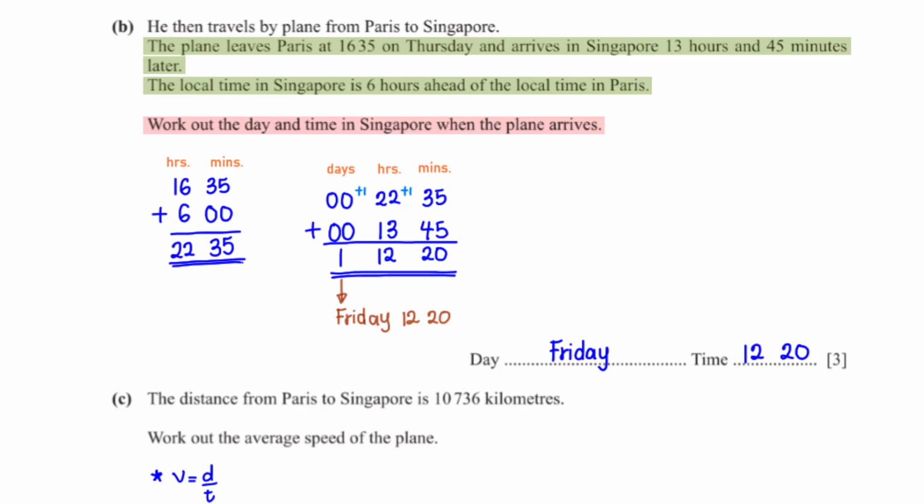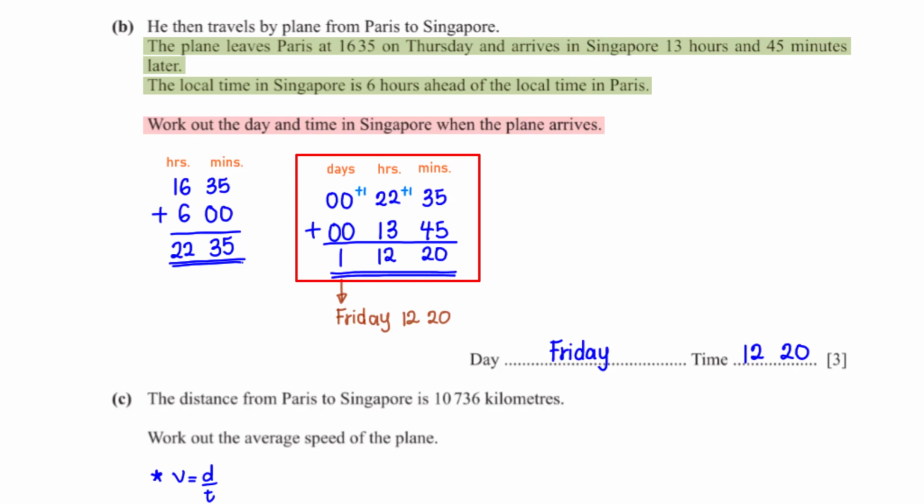First, let's get the equivalent local time in Singapore when the plane leaves Paris. To do this, we add 6 hours to 16:35. Under the minutes column, 35 plus 0 is 35, and under the hour column, 16 plus 6 is 22. So now to get the time the plane arrives in Singapore, we add 13 hours 45 minutes to 22:35. Under the minutes column, 35 plus 45 is 80. 60 minutes is 1 hour. So we add 1 to the hour column and leave the remaining 20 minutes under the minutes column.